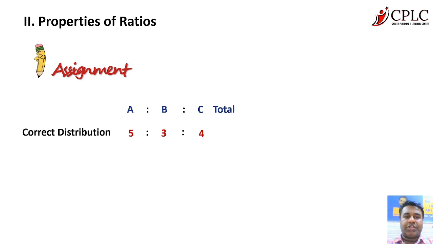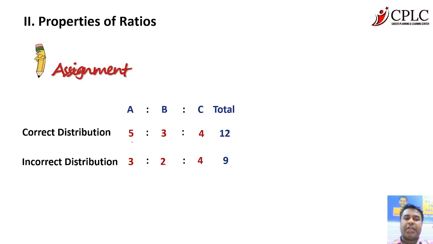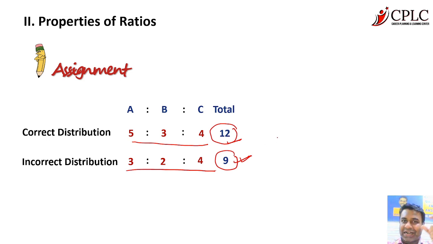The correct distribution was supposed to be 5 is to 3 is to 4, and the incorrect distribution is 3 is to 2 is to 4. Now in this case, if I try to add these terms, the correct distribution adds up to 5 plus 3 plus 4 is 12, and here 3 plus 2 plus 4 is 9. So if suppose the person had 12 rupees, he would have distributed in 5 is to 3 is to 4. But if he had 12, he was supposed to distribute 12, but in this case he is distributing 9. Correct? The values are different.